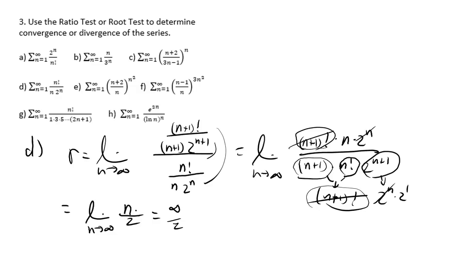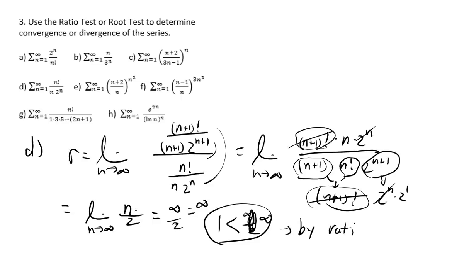And what does that tell us? Well, infinity over 2 is bigger than 1, right? So your r value is bigger than 1. No, infinity over 2 is just infinity. Why am I saying infinity over 2? So infinity is bigger than 1. That means by ratio test, the series converges.